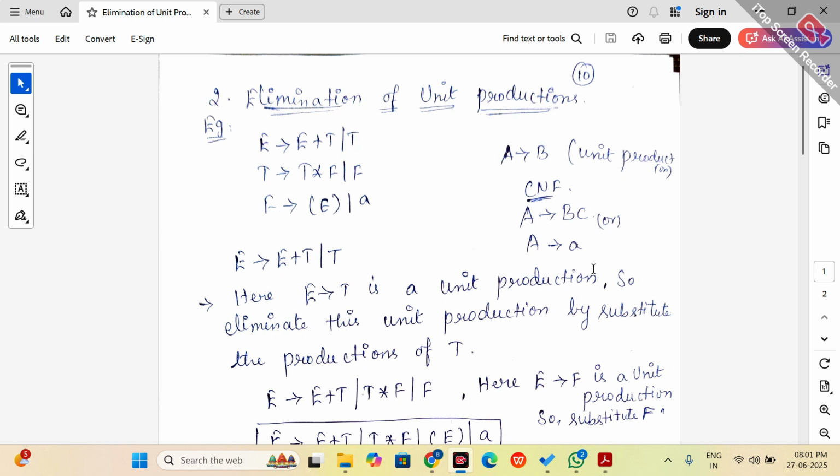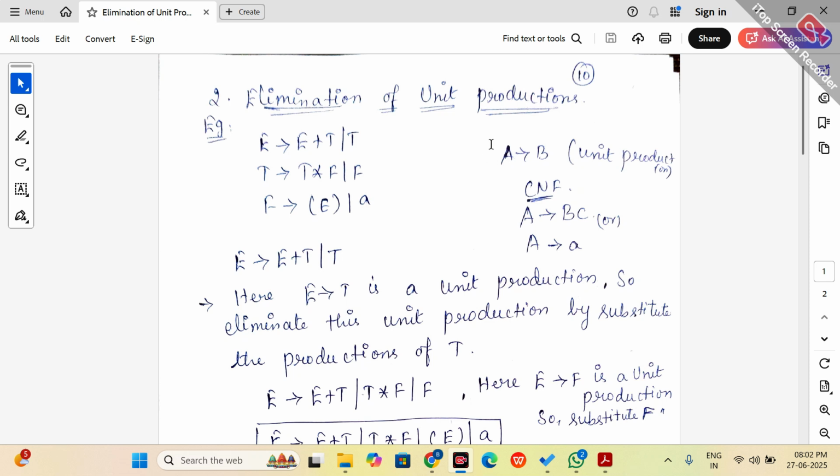First, what is meant by unit production? It is nothing but a variable that tends to another single variable. For example, A is one variable, and it tends to one more variable here. This is nothing but a unit production. This type of production we have to eliminate.